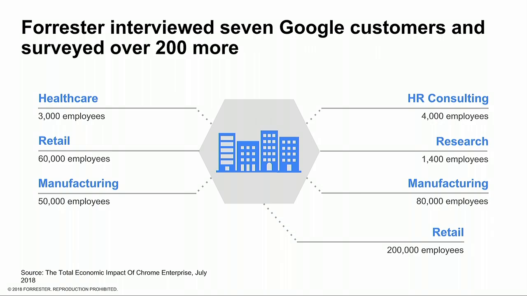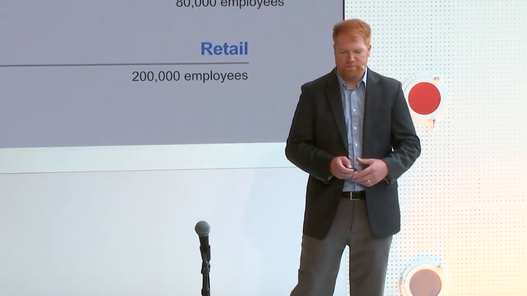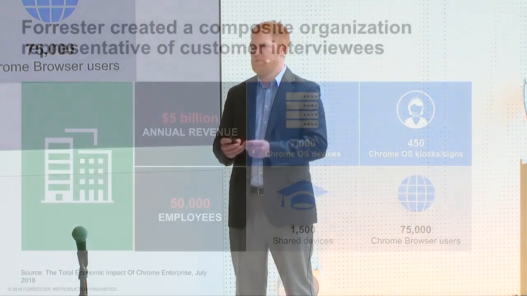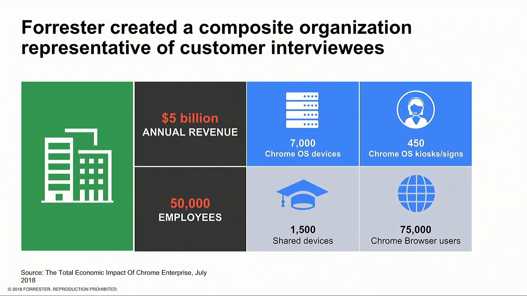So a broad breadth of scope here around what these companies were doing and the size of these companies. But they're all benefiting from using Google Chrome Enterprise. So with our composite organization, which we designed, it was an organization that had 50,000 employees. They had $5 billion in annual revenue, and they deployed 7,000 Chrome OS devices within their workforce.